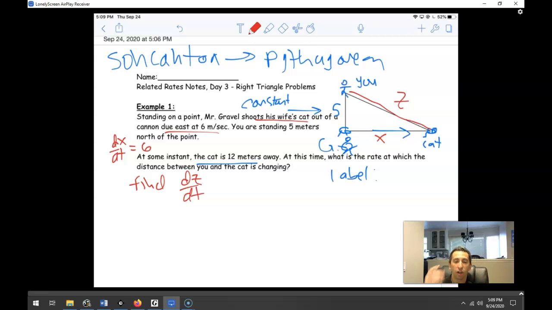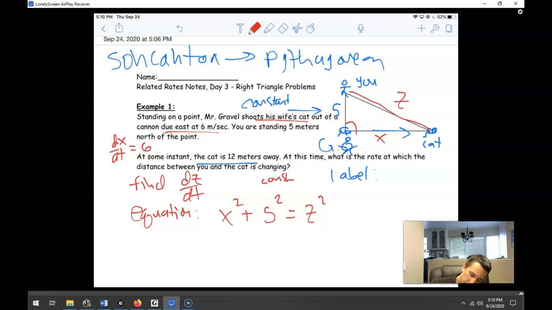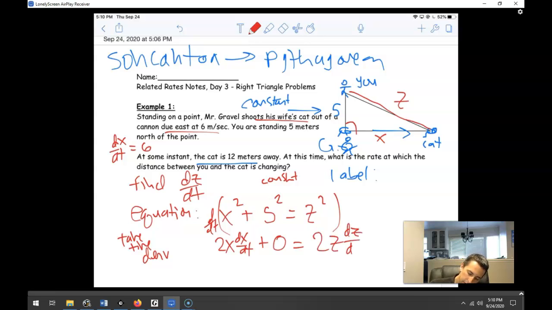Okay, so I need some kind of equation that relates the quantities I have. Well, I'm talking about sides of a right triangle because I have north and east. So I'm going to say that x squared plus 5 squared equals z squared. This 5 is constant right here. So I have my equation. Now I'll take a time derivative. I'm going to take the derivative of both sides, again, as always, with respect to time. The derivative of x squared is 2x dx/dt. The derivative of this constant is always 0. The derivative of z squared is 2z dz/dt.